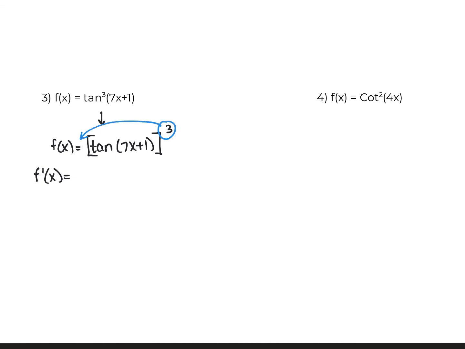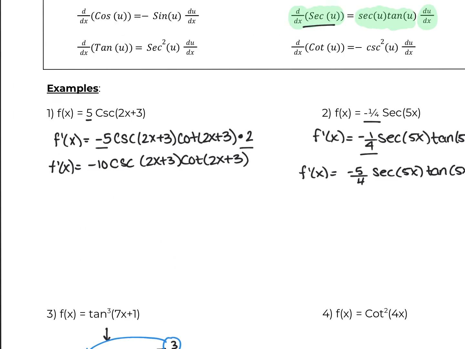We're going to take my 3, drop it in front. So 3 times tangent of 7x plus 1, that whole thing squared. And the chain rule says that we must take the derivative of the inside. So the derivative of tangent, we know, is secant squared. And all we have to do for that is really just look up here and find the derivative.